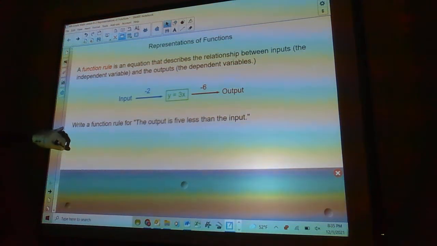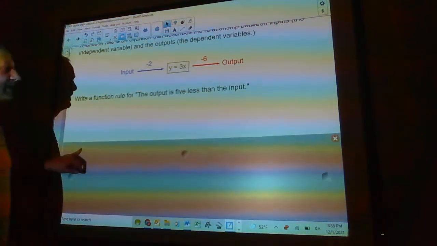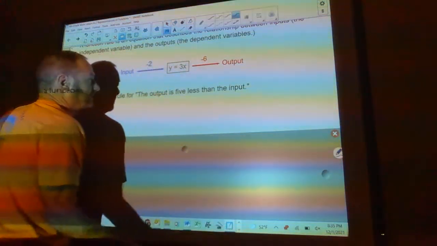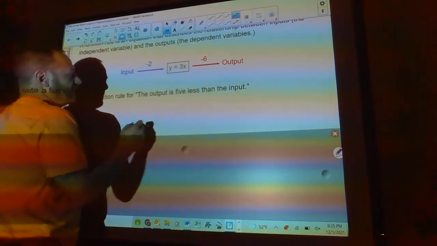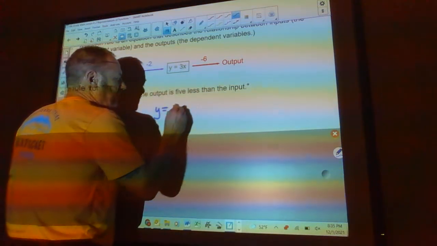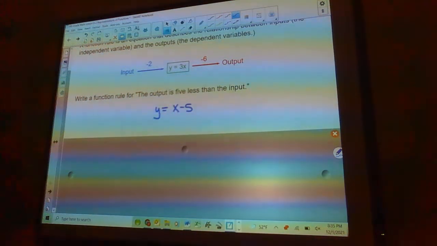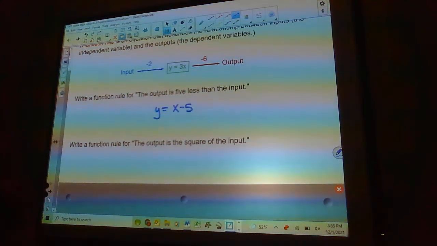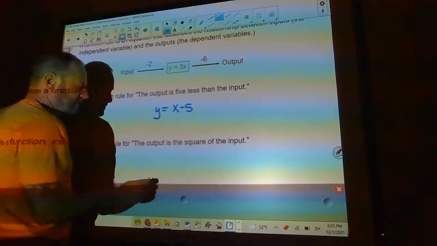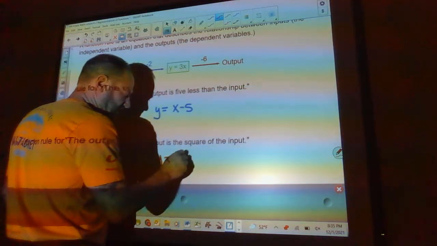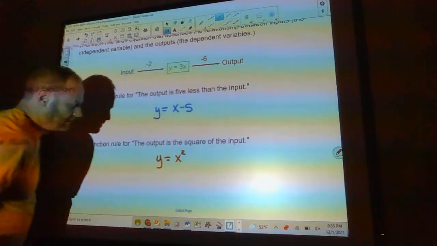So write a function rule for the output is 5 less than the input. Okay, so basically I'm going to write a mapping equation like this. So the output y equals 5 less than the input, so that would be x minus 5. Piece of cake. Write a function rule for the output is the square of the input. Okay, so the output equals the square of the input. The input is x, so it's x squared. Piece of cake.